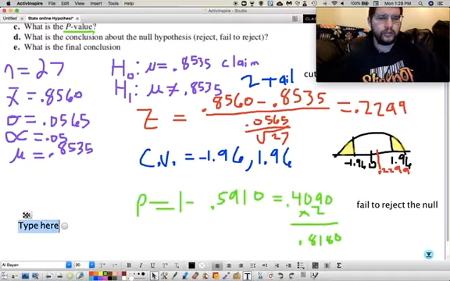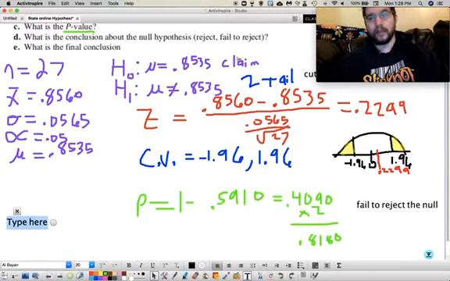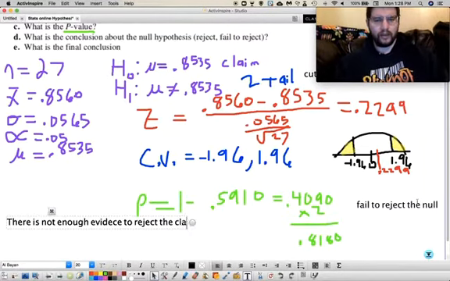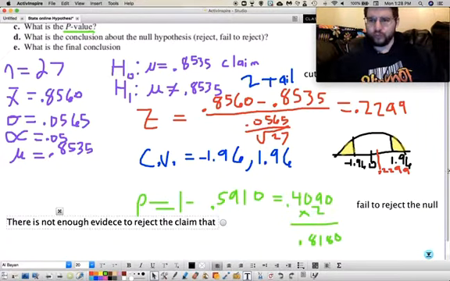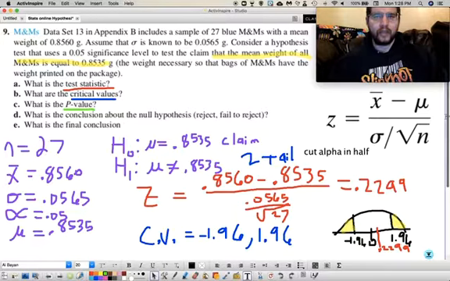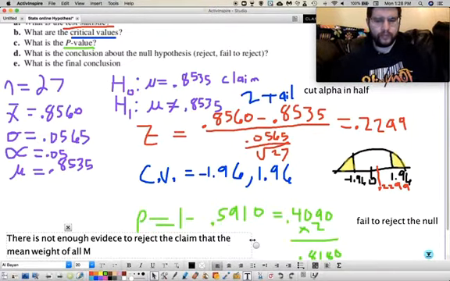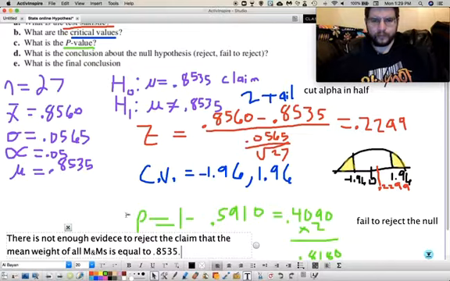Now we're ready for the final conclusion. Let's look back. Our claim is in the null. We fail to reject the null, so there is not enough evidence to reject the claim that the mean weight of all M&Ms is equal to 0.8535. That's it.